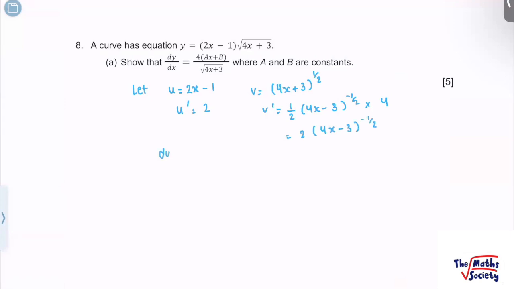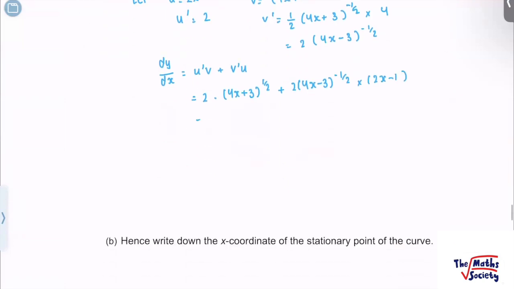So then we're going to have dy/dx, which is u prime v plus v prime u. So u prime is 2, v was (4x plus 3) to the power half. v prime was 2 (4x plus 3) to the minus half, and you multiply it with 2x minus 1, which is u. So you'll get 2 root (4x plus 3) plus 2(2x minus 1) by root (4x minus 3). I'm sorry, 4x plus 3. So it has to be 4x plus 3.